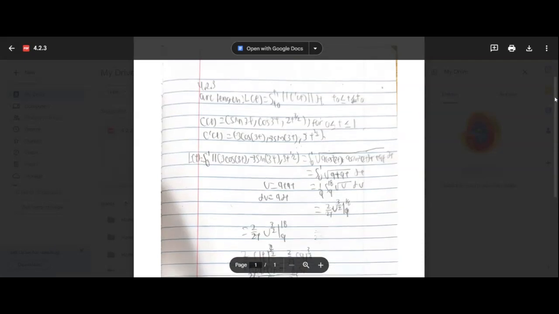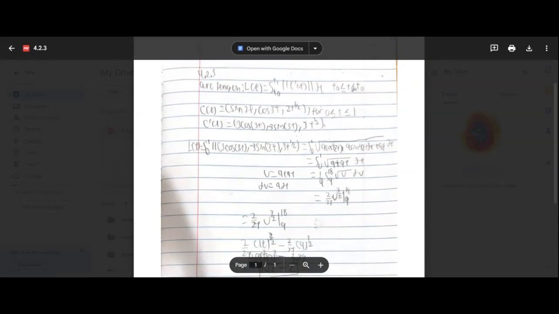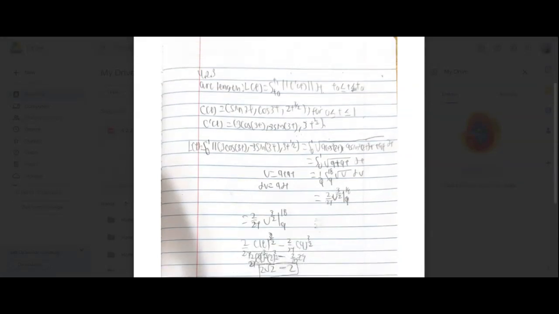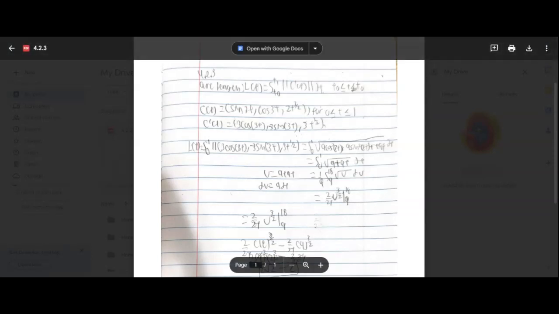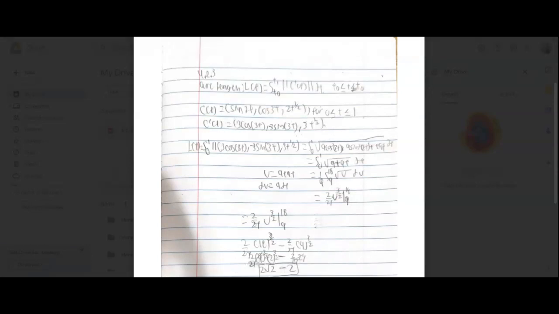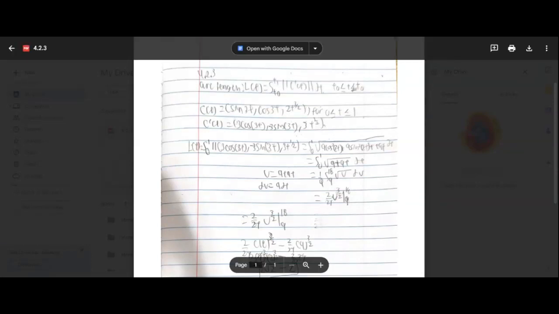So we take the derivative, which gives us 3 cosine 3t, negative 3 sine 3t, and 3t to the power of 1 half. Then we just plug it into the equation above for arc length.